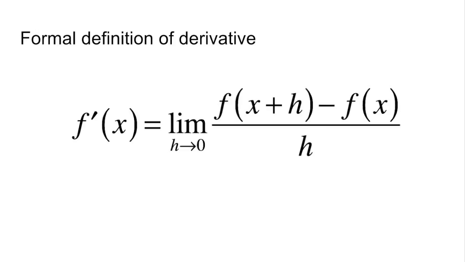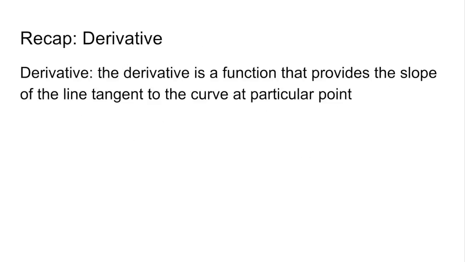Now, we've got a fairly good approximation of the slope of the tangent line. The equation we have just found is the formal definition of the derivative, also called first principles. So to recap, the derivative is a function that provides the slope of the line tangent to the curve at a particular point.